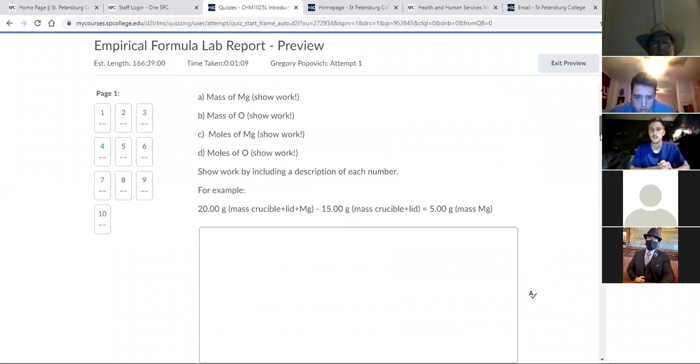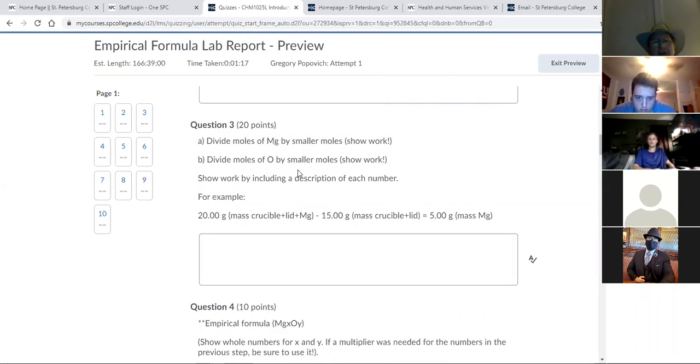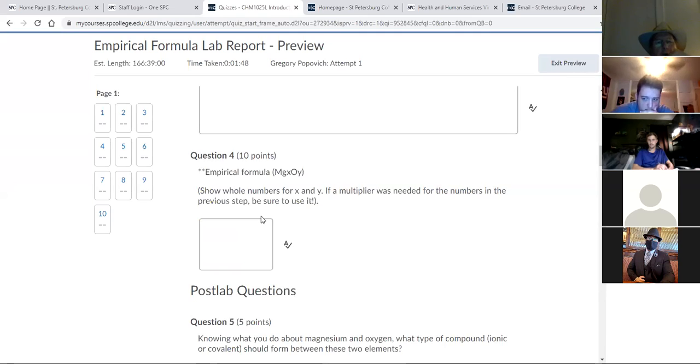All right, from the first part, you're going to have moles of magnesium and moles of oxygen. Next slide. Divide moles of magnesium by the smaller moles, and moles of oxygen by the smaller moles. Show your work. I want the rough molar ratio here. I don't want the molar ratio after you've rounded or after you've multiplied by an integer. Next question is going to be the empirical formula.